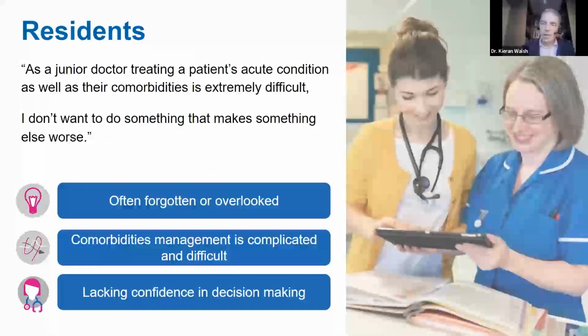So we thought at BMJ we have to look at this in some more detail. And so we started by talking to residents and asking them if they found this a problem. And universally, they said they did. They found managing patients with comorbidities difficult. They worry they'll treat one illness, which will make another illness worse. They worry that comorbidities might be overlooked. They lack confidence in decision making, particularly at transition points in their careers. And of course, the greatest transition of all is from medical student to resident or intern.